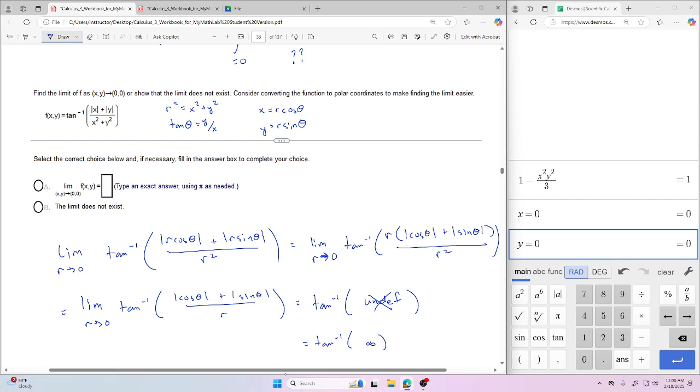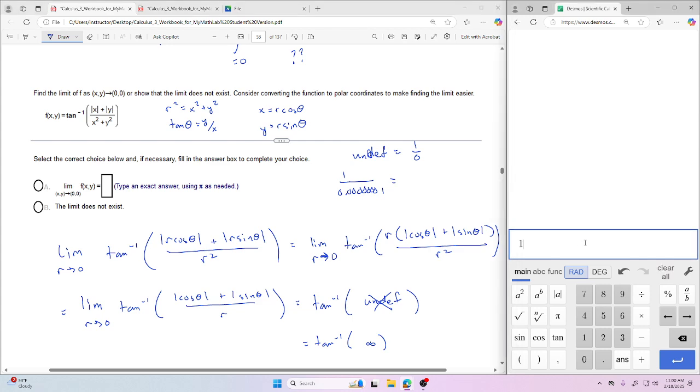If you go back to undefined, why is it undefined? Undefined, as we know, is 0 in the bottom. Well, let me take the limit of that. Rather than putting a 0, I'm going to put 0.00000001. And I want to see what that looks like. So I get 1 divided by that, boom.